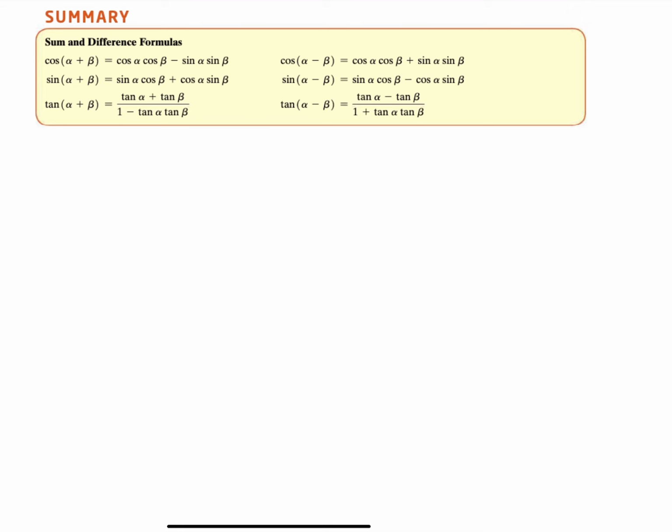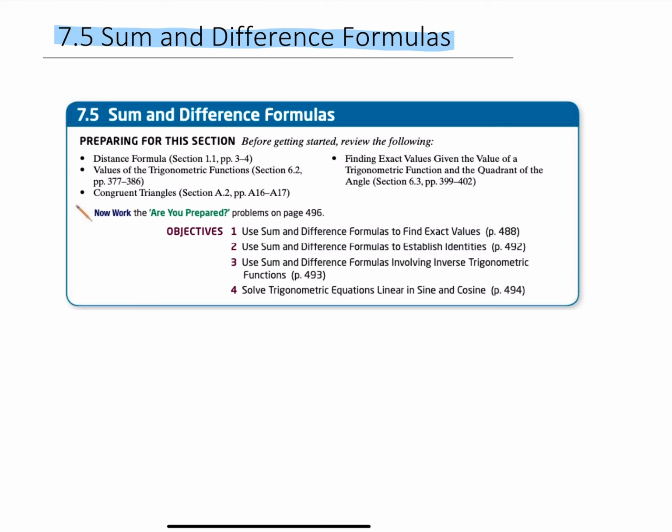Alright, that's it for this section. So we used the sum and difference formulas to find exact values. We also used them to establish a couple identities. We did a couple questions involving inverse trig functions. And then that last one was solving a trig equation that's linear in sine and cosine.